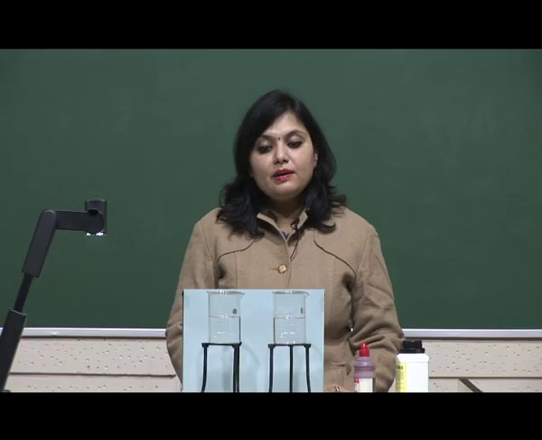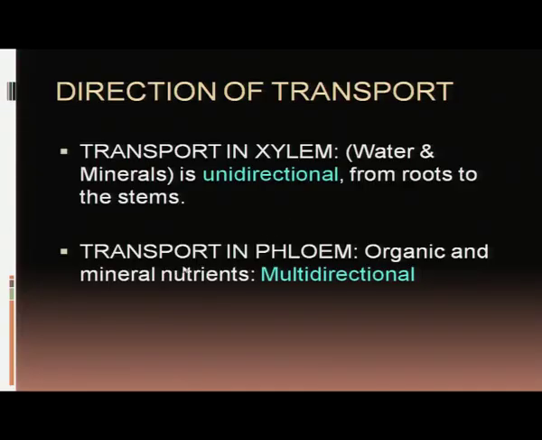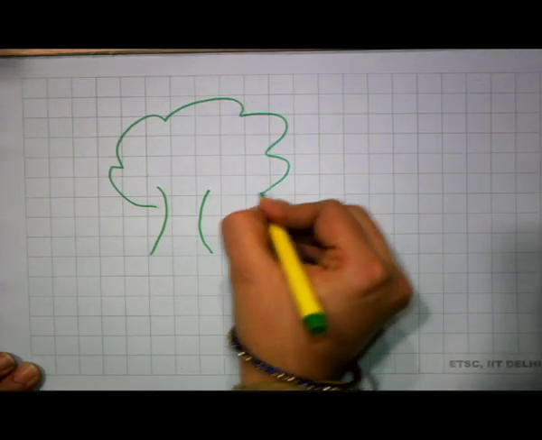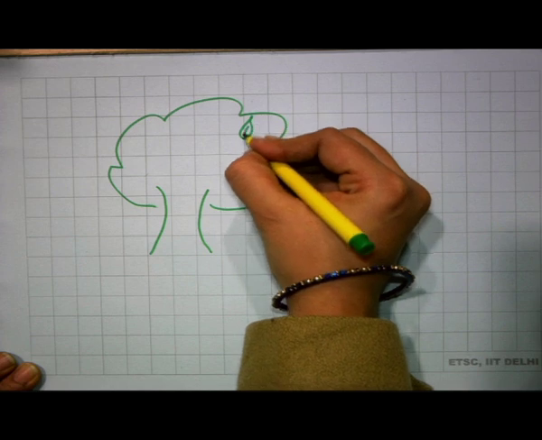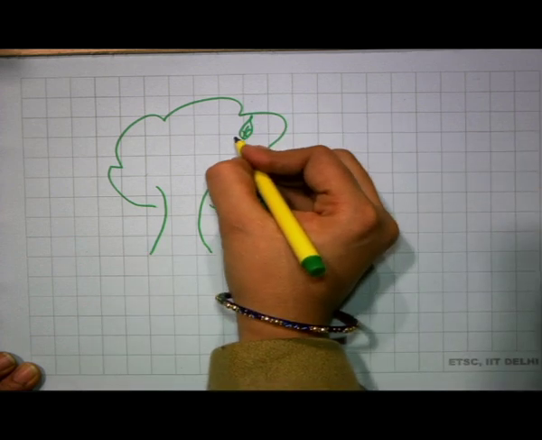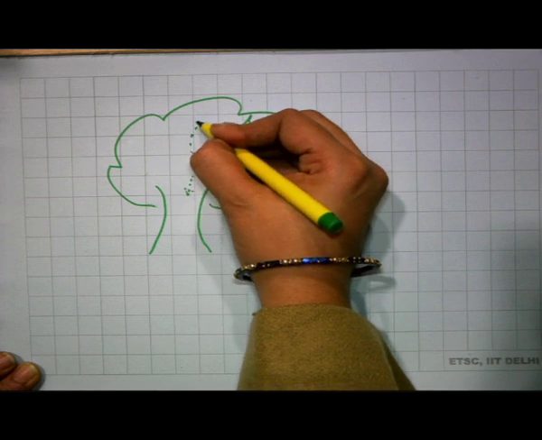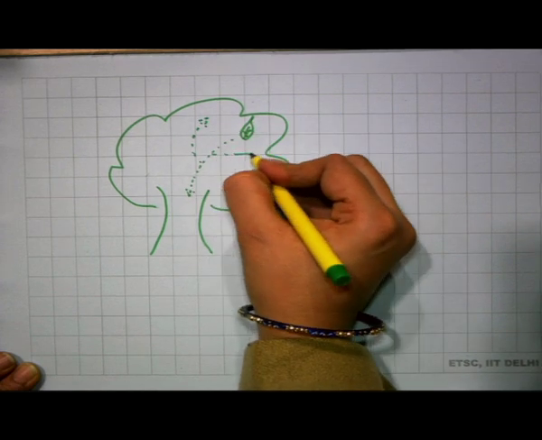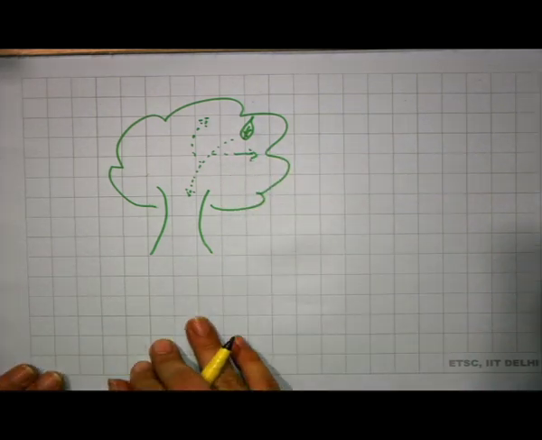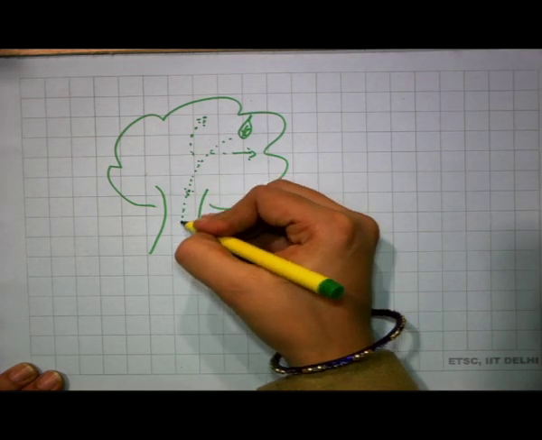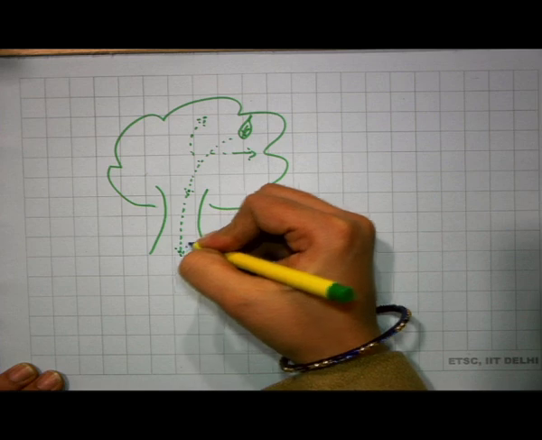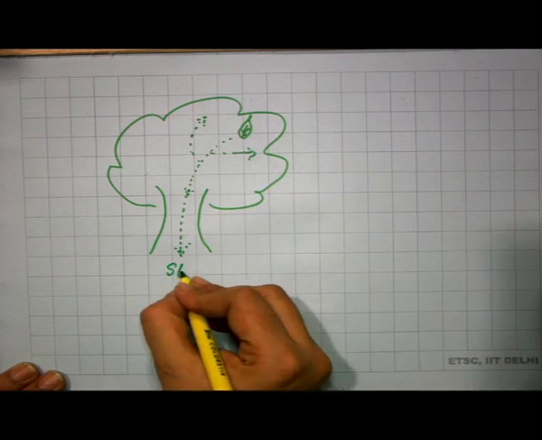But the same cannot be said of phloem transport, where organic nutrients are being transported. Look what happens. Suppose this is a plant. Photosynthesis was taking place somewhere here. So, when the food was made, it was to be transported to all the growing parts, wherever there are stems, buds, growing flowers. The food will be taken in all directions. However, it will also be taken to the roots. They need the food for growth and for storage also.